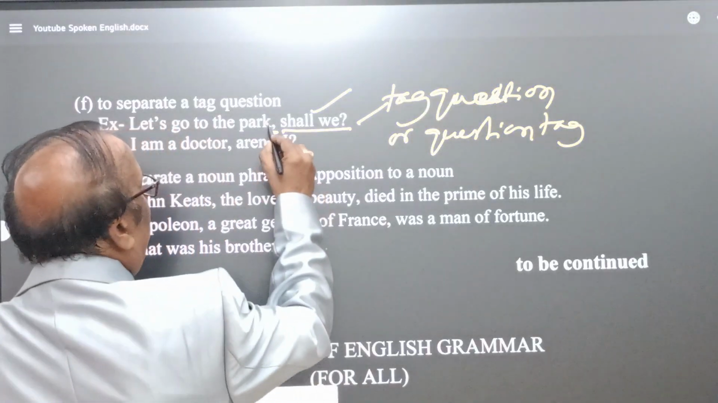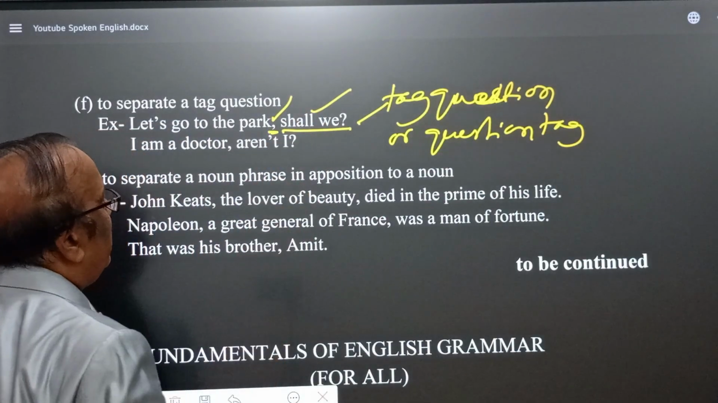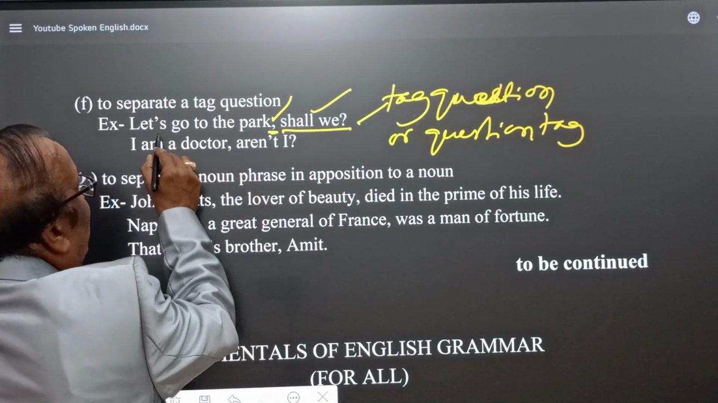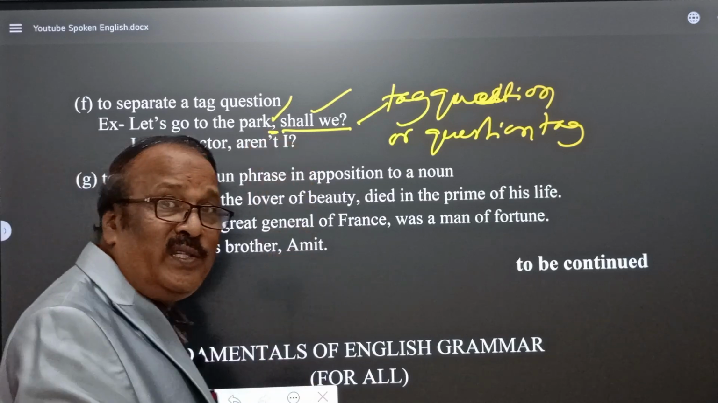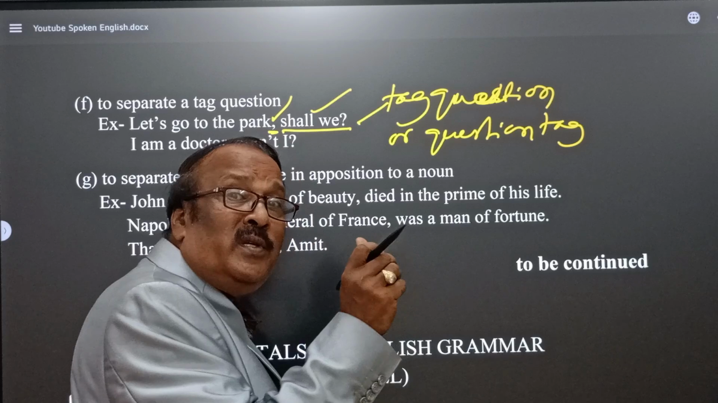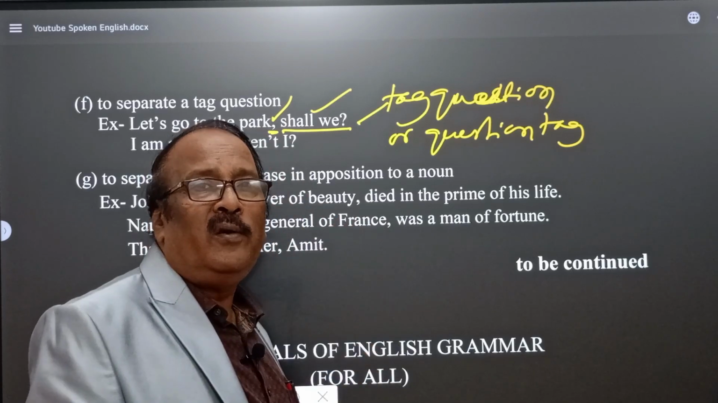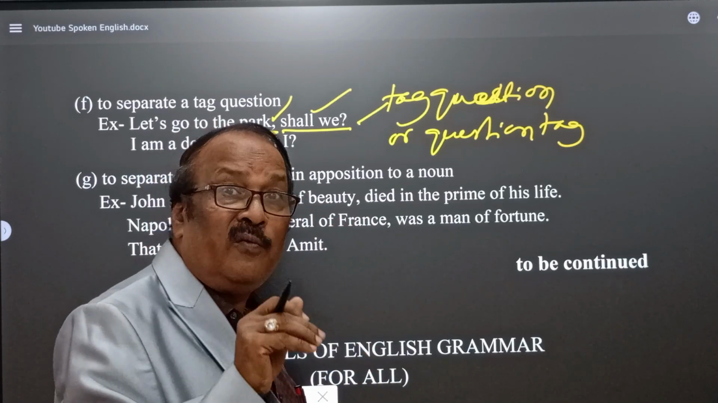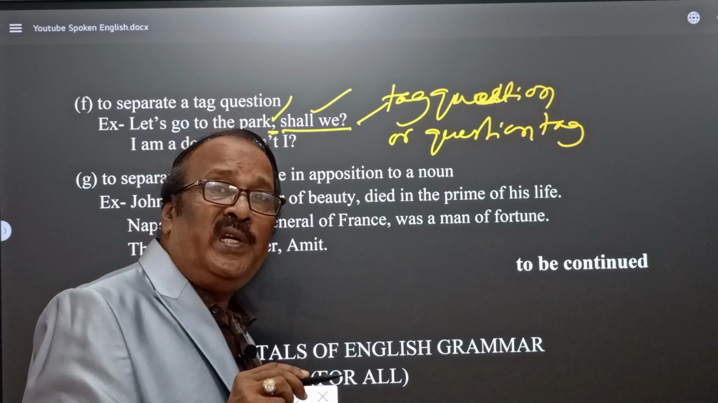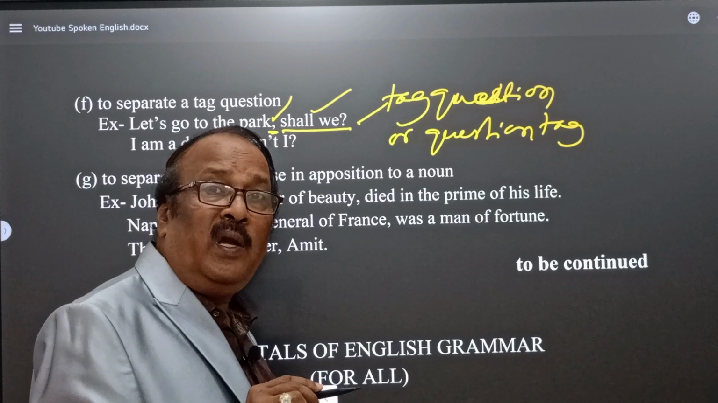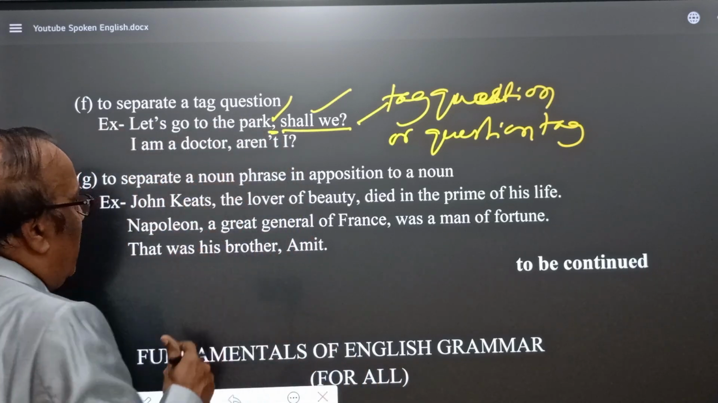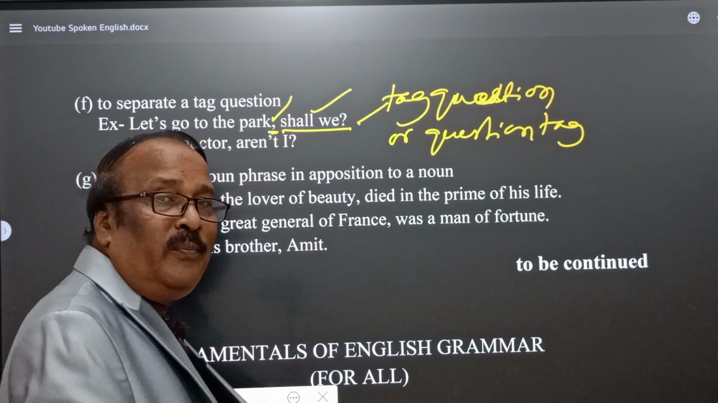Yes. You see, listen, we have to take the help of a comma. "I am a doctor." If we separate it, then the comma is changed into a full stop. And whenever we use a tag question, the full stop is converted into a comma. This is the nature of a tag question. A tag question must be preceded with the help of a comma. And here, I am a doctor, aren't I?